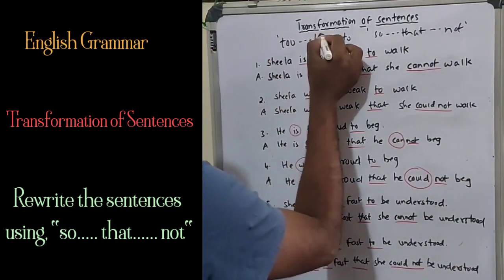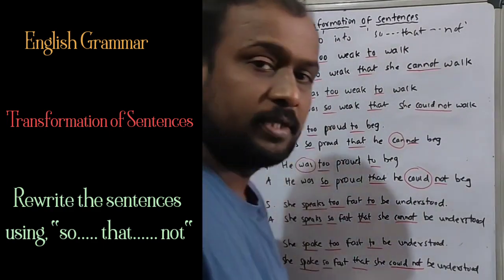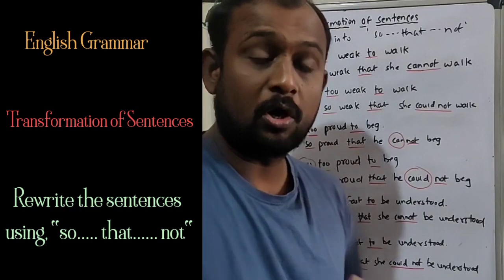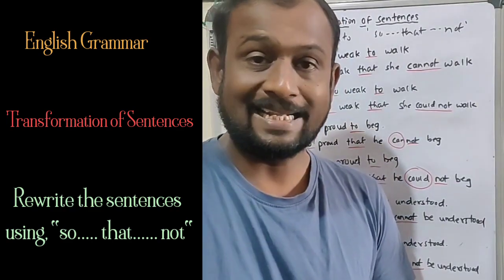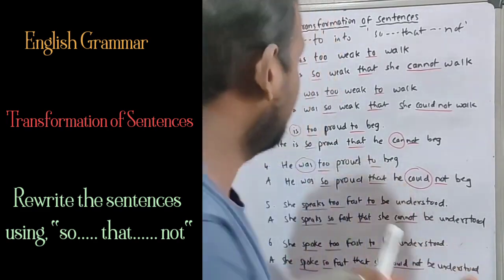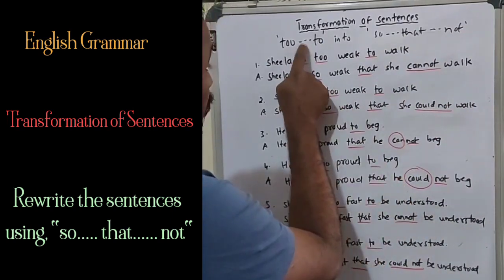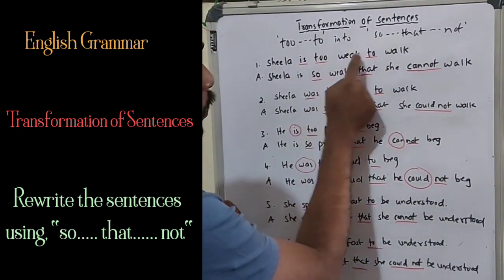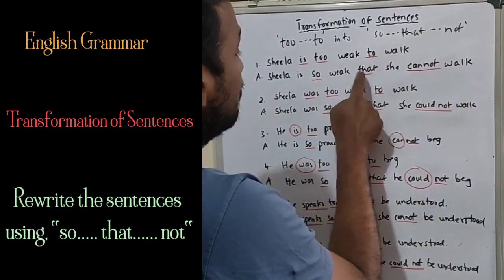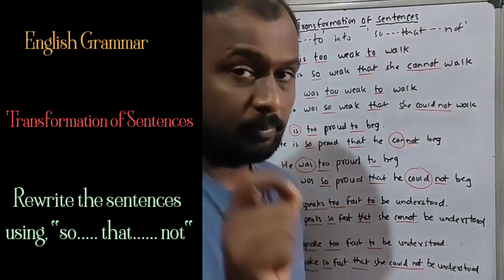Keep one thing in mind. See these dots here. The meaning of these dots is that "too" and "to", or "so", "that" and "not", are not used continuously. At least one or more words must come between them. "Too" and "to" are not used continuously; that is why these dots are presented here. Similarly, "so that" and "not" are not used continuously. That is why these dots are given. Please keep this point in mind.